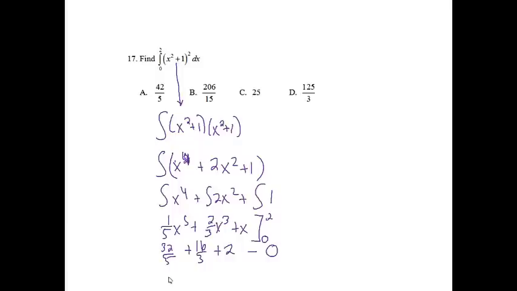So from here, I'm going to get a common denominator. So I'll get 96/15 plus 80/15 plus 30/15. And when I figure that all out, it will be 206/15, which gives me option B.